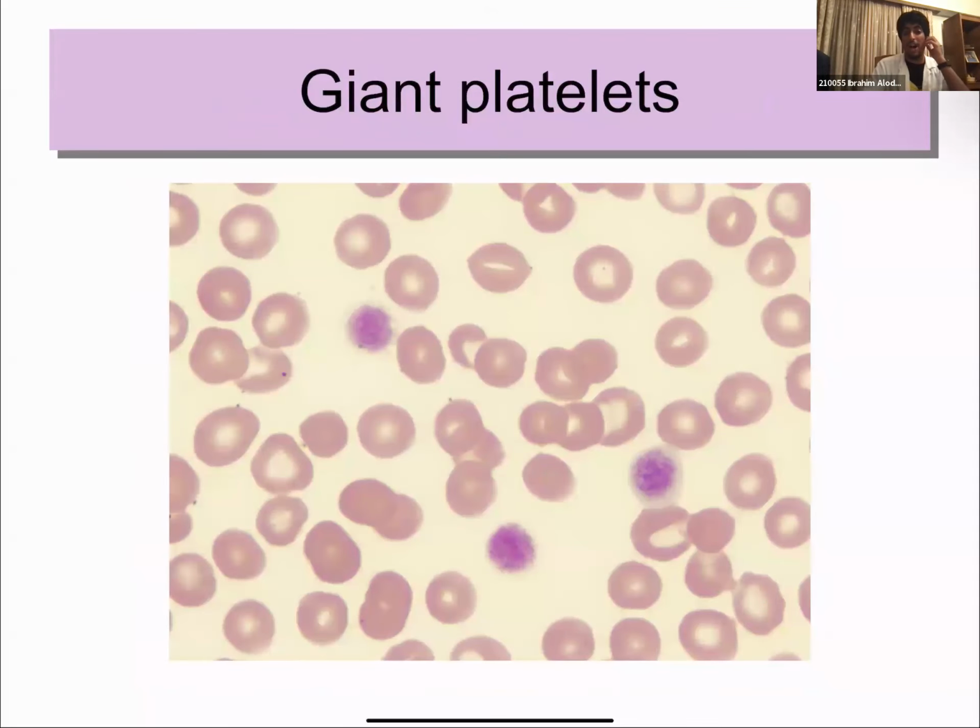Next, giant platelets. So here are the platelets. You guys know that these are all RBCs. Giant platelets are actually seen in Bernard-Soulier syndrome, and nobody really knows why, but it's just a thing that's present in Bernard-Soulier syndrome: they have giant platelets. That's, again, I guess, a fun fact for you guys. It helps you remember Bernard-Soulier a little better.